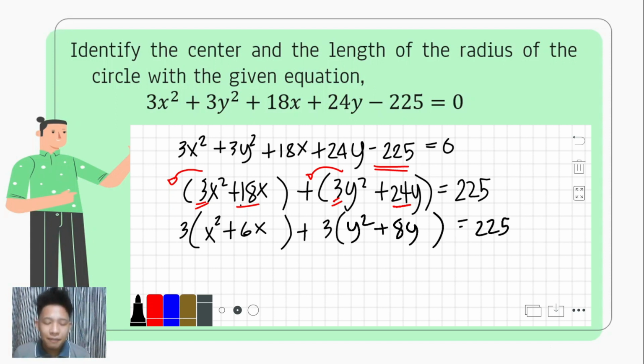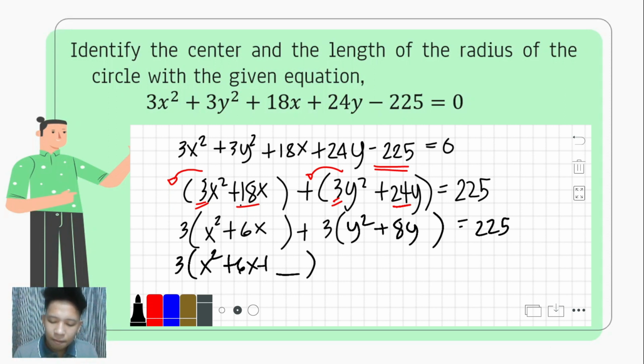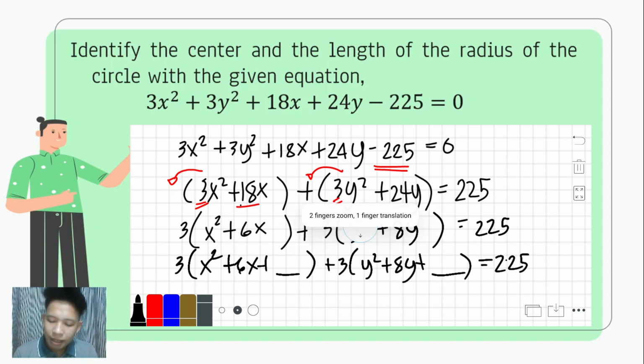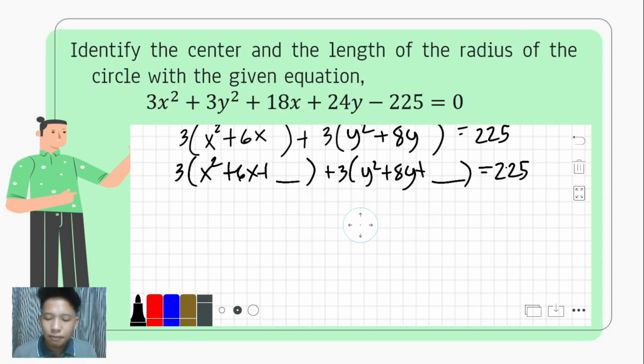225. Okay? So it is a must that we first factor out the numerical coefficient attached to the x squared and y squared terms before we complete their square. So we have down here 3 times x squared plus 6x plus a certain number, plus 3 times y squared plus 8y plus a certain number, equals 225. And in this sense, we are now ready to complete the square.